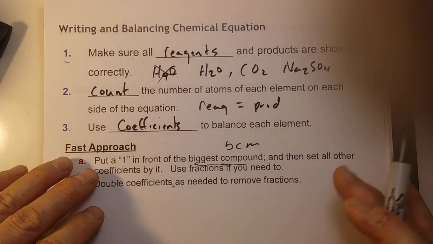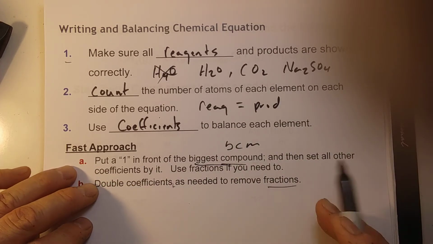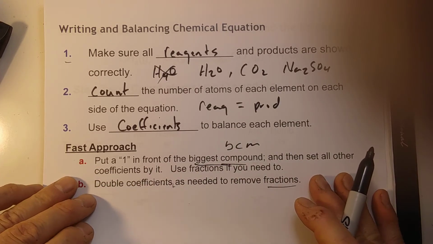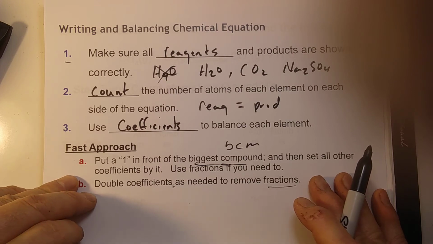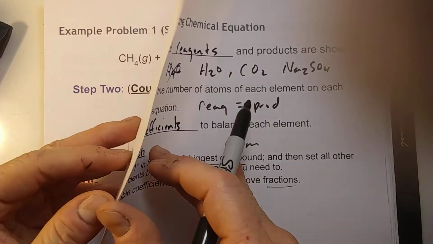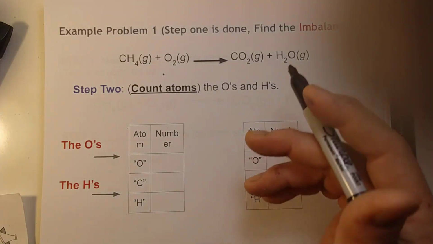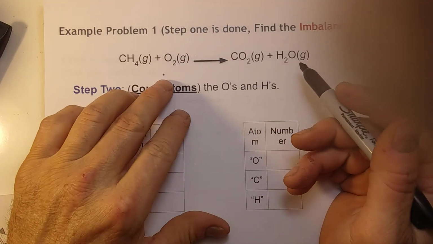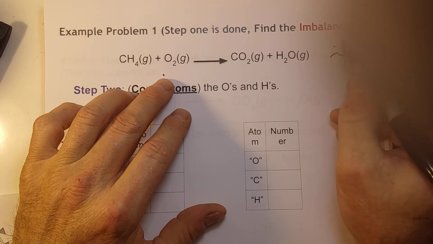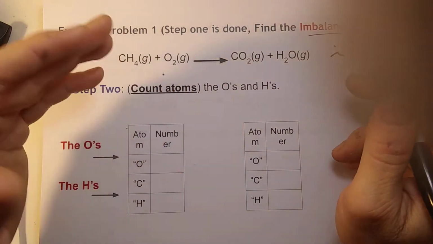And we can use fractions if we need to, but we'll always have to double the fraction to get rid of it. And you'll see more about that as we go here. Let's talk about the slow method for our first one. So here's an equation that's unbalanced, so we're going to go ahead and balance it.